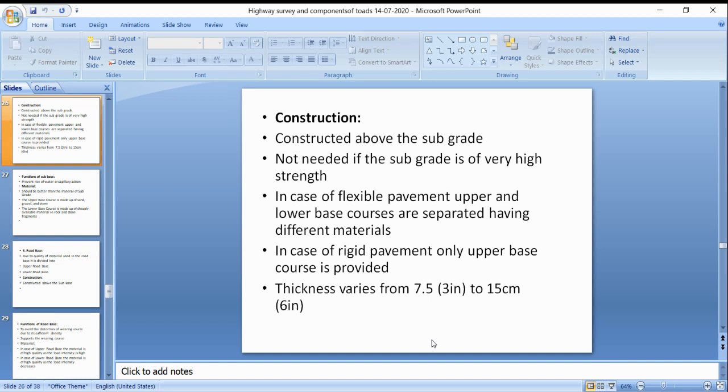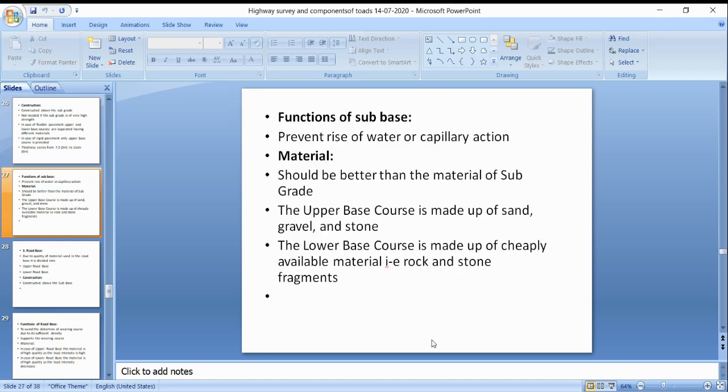In case of rigid pavements, only the upper base course is provided. So the thickness will vary up to 7.5 centimeters. Next comes the functions of the subbase. It prevents the rise of water, or capillary action, below the ground surface.